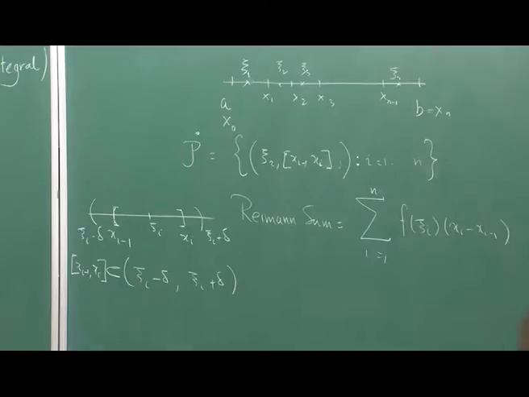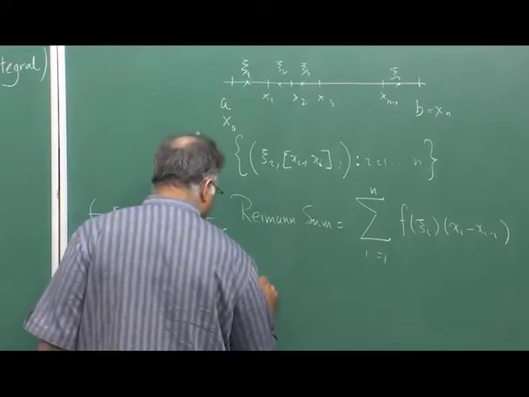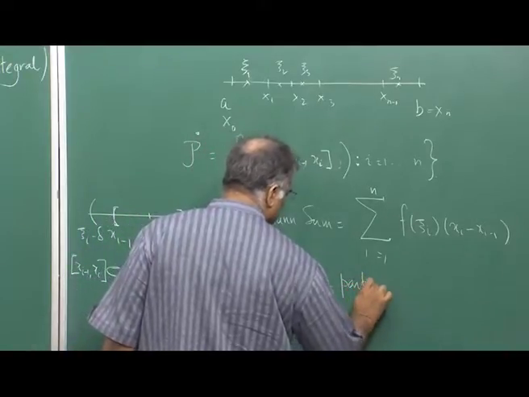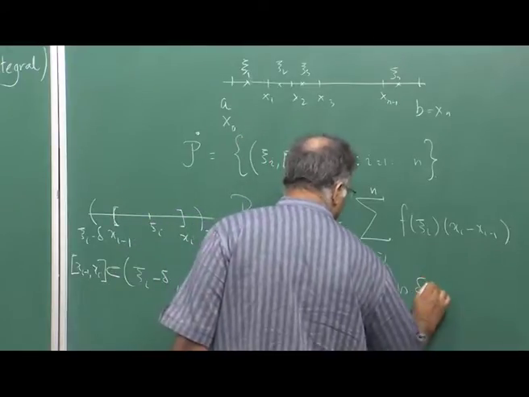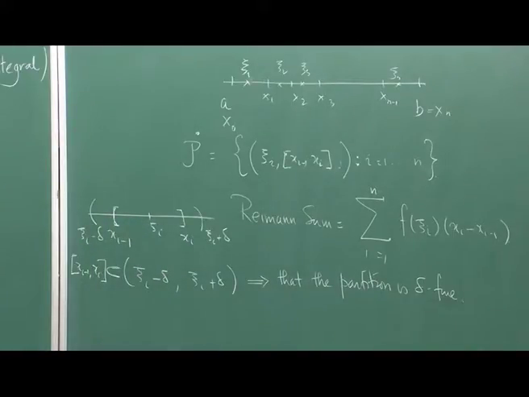Once the points increase, given a delta, you can increase your points in such a way that you can always get this. If you can do that, then such a partition is called a delta fine partition. What is the meaning of a partition being delta fine? The length of the largest interval is less than 2 delta. That is simply this. This is a big name given to a very simple thing. The mathematicians are very capable of doing such things. So, essentially you are controlling this.